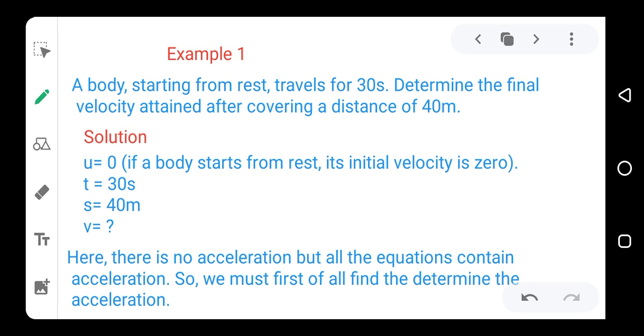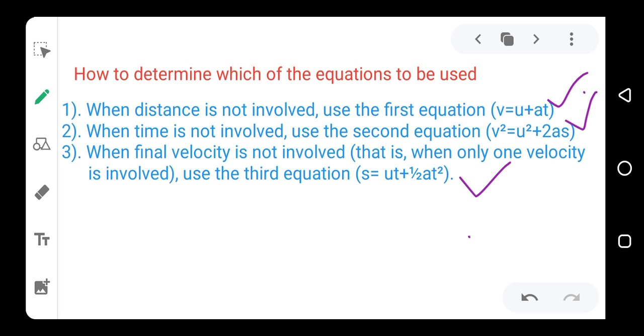Any equation that contains final velocity, we cannot use it, because if we put final velocity there, we will have two unknowns. We cannot be looking for two things in one equation. We can't solve it. So which of these equations does not contain final velocity v? There is only one, which is s is equal to ut plus half at squared. So we use it to find acceleration.